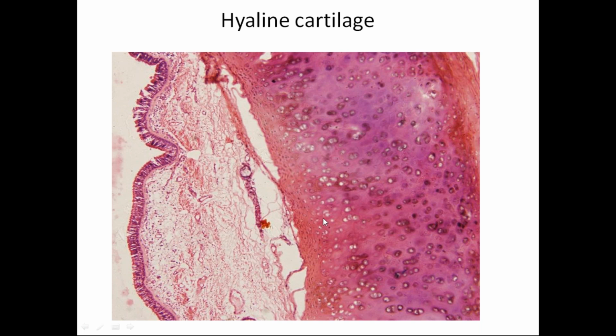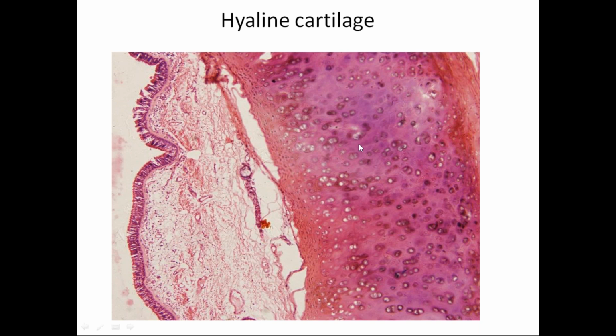The periphery of a cartilage is called the perichondrium, which has an outer cellular layer and an inner chondrogenic layer. The cartilaginous matrix of a hyaline cartilage is homogeneous and basophilic, mostly because it has collagen fibers in it.